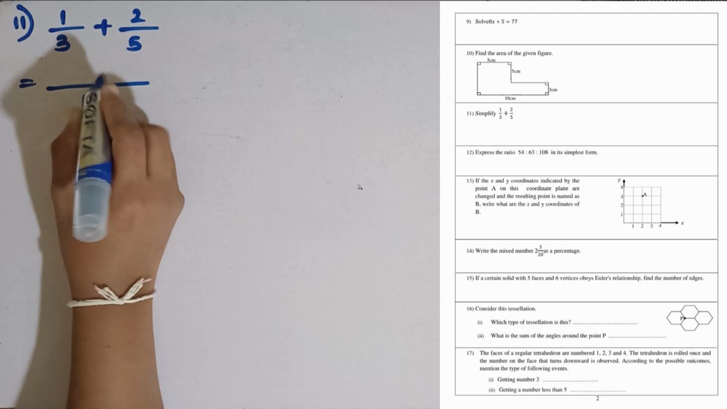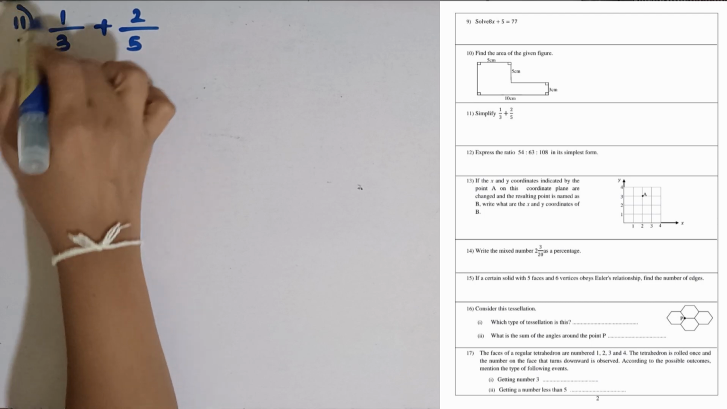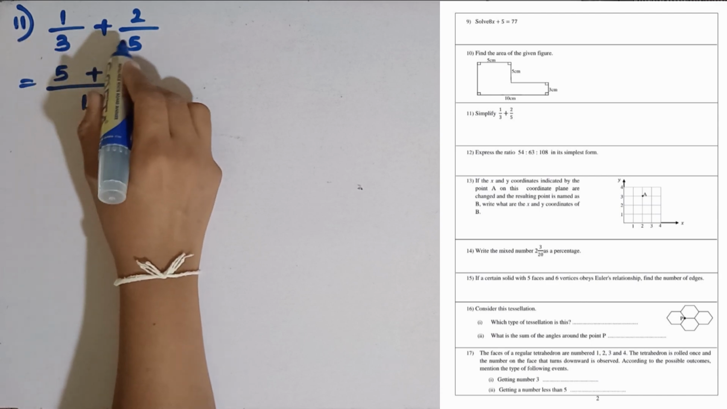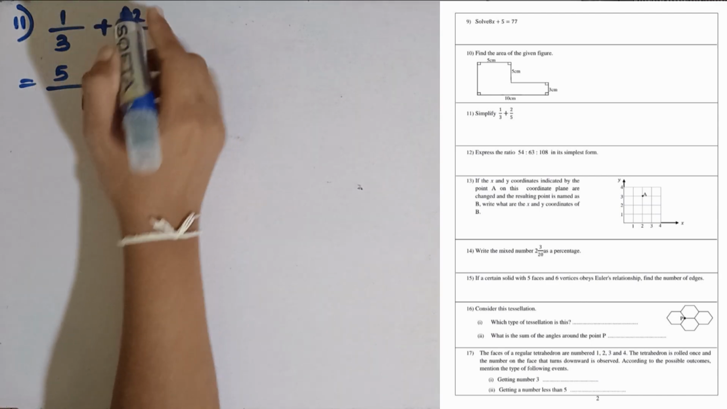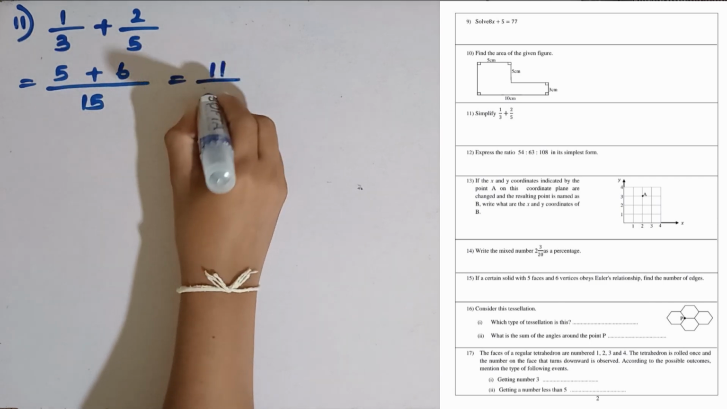The first fraction should be multiplied by 5. 5 times 3, 15. 5 times 1, 5. Then the second one by 3. 3 times 5 is 15. 3 times 2, 6. The answer is 11 over 15.